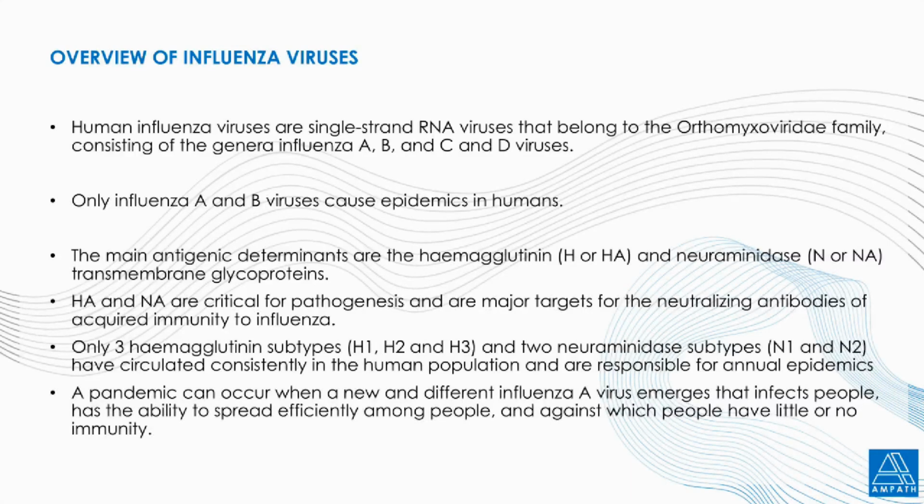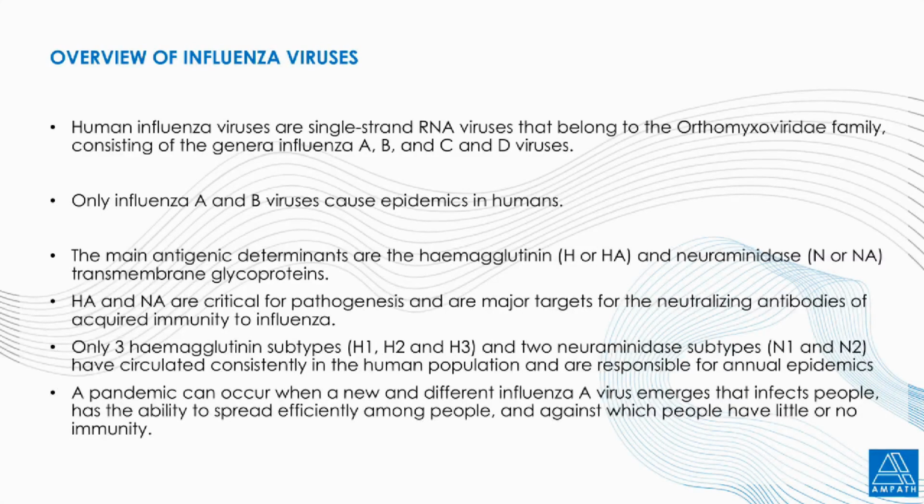Influenza viruses, we've known for many years pandemics and the epidemics that have occurred, but I thought just to visit a few points on influenza viruses. So just a quick overview. The important thing to take away from this slide is that influenza A and B are the viruses that cause epidemics in humans, even though you may have different genera, but A and B are the important human viruses.